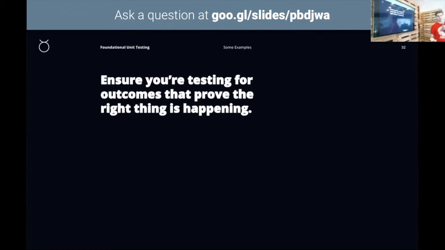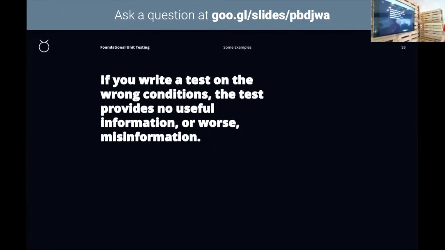Clearly, I needed a unit test on my slides. If you write a test on the wrong conditions, the test provides no useful information, or even worse, it provides misinformation. Particularly, I like to come back to the example of if I got dropped on a new project, I changed something to meet new business requirements, and suddenly tests start breaking, I'm going to assume I've done the wrong thing, and that can cause people to waste time.